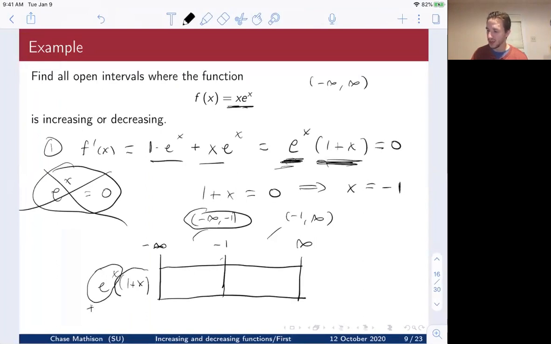And so what sign does 1 plus -2 have? We're picking x equals -2 here to test. So what sign does 1 plus -2 have? Yeah, it's negative. So I'm going to get a positive times a negative, which is going to give me a negative on this interval, right?